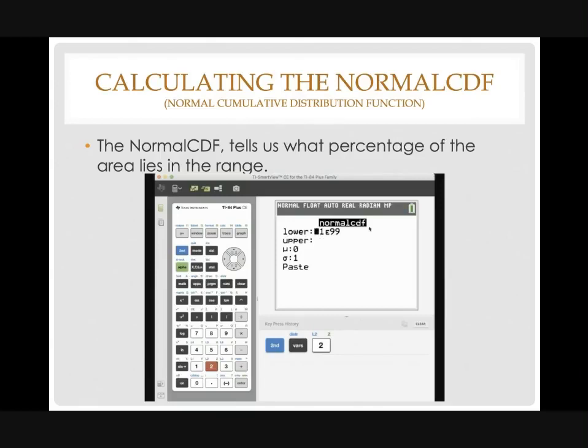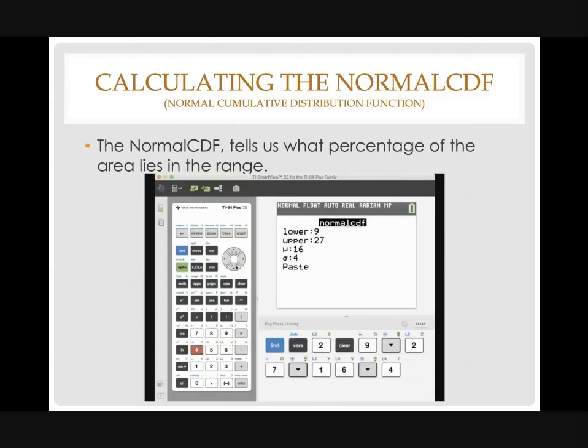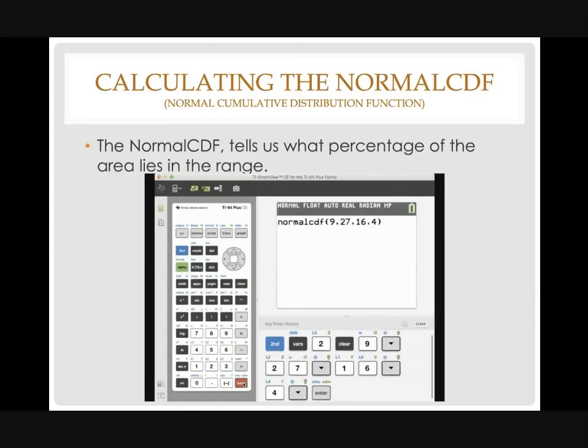So our lower bound in this case will actually be 9. So I'm going to clear this. I'm going to put 9. Our upper is 27. Our mean, or mu, is 16. The standard deviation is 4. And we're going to paste that, hit enter, and then we hit enter one more time.